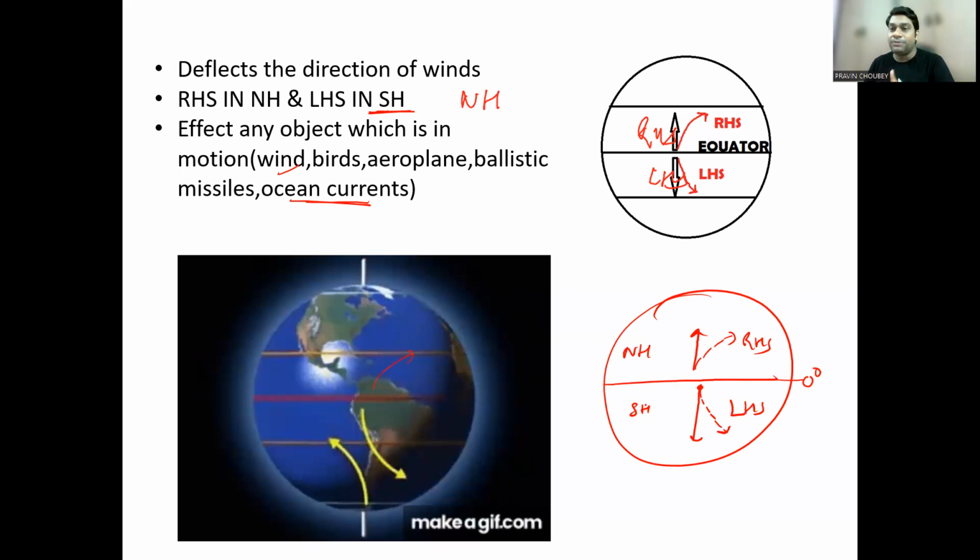Now one thing must be clear: whatever the direction of the wind, it's not only from the equator to the pole or pole to the equator. If wind is moving from east to west or from west to east, it will deflect to the right-hand side in the northern hemisphere. Suppose it's moving from east to west, again it deflects to the right-hand side. So remember, the direction of the wind is changed in the northern and southern hemisphere: left-hand side in the southern hemisphere, and right-hand side in the northern. Okay, so remember this.